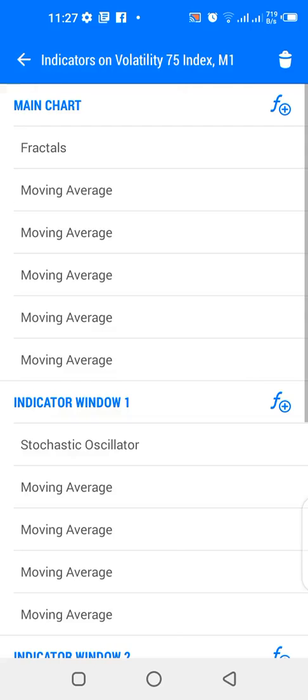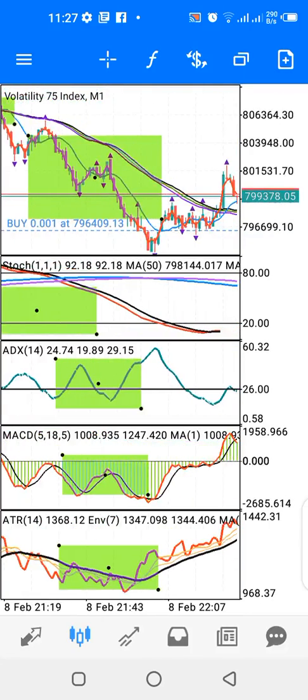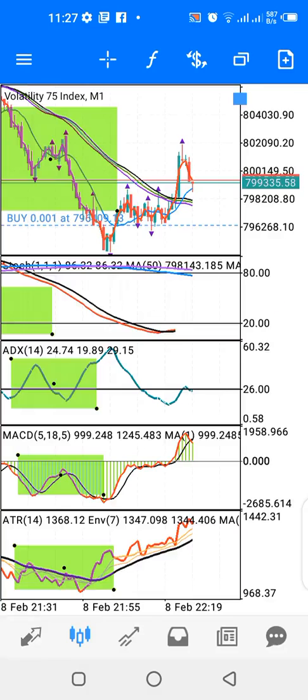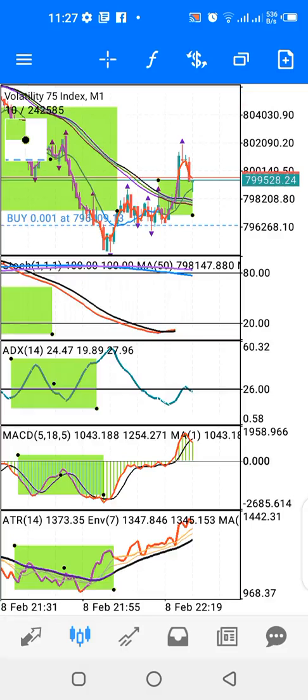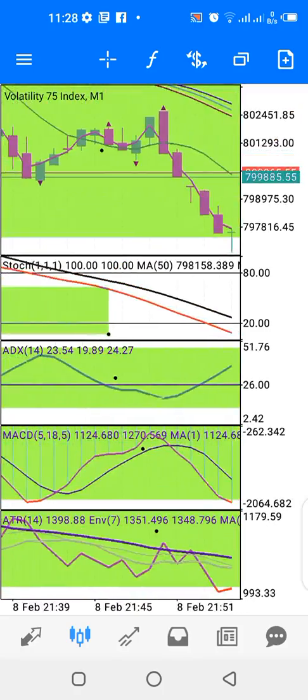So like I said, we have a cross up here, supposed to be a buy, the red and the blue just crossed up here. If I expand it, yeah, the red and the blue just crossed up here, so you can place a buy position.